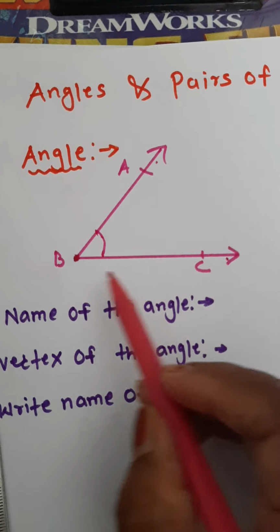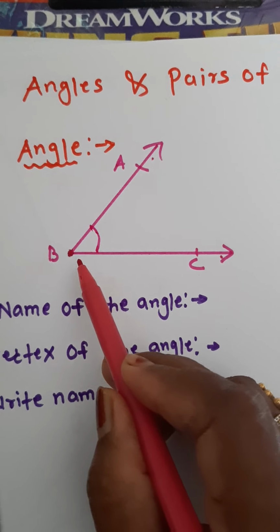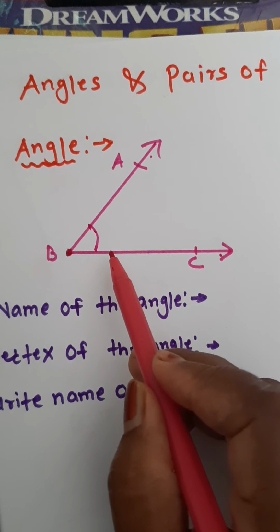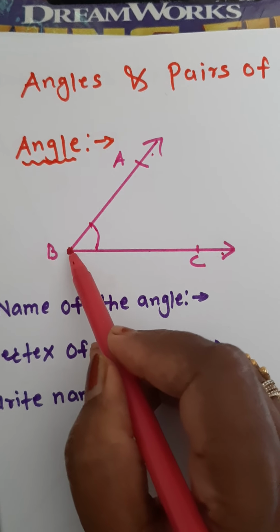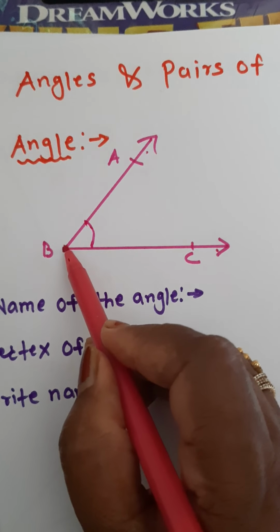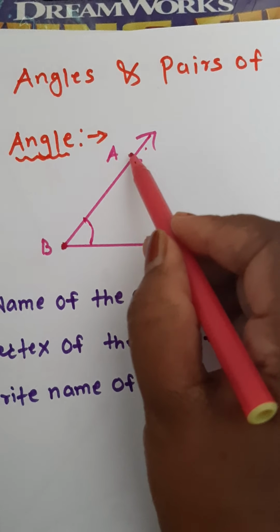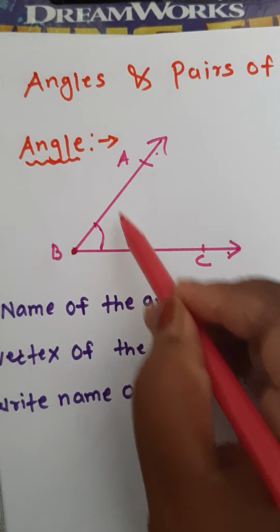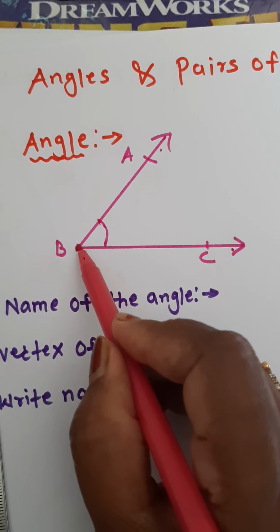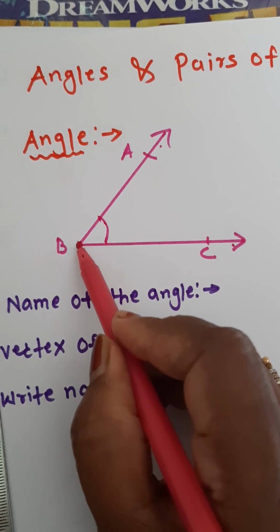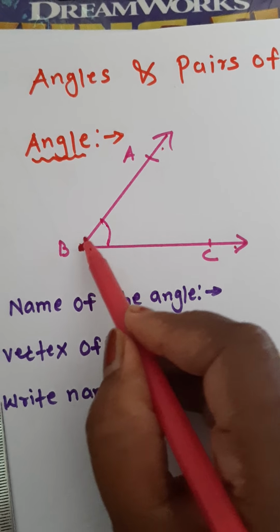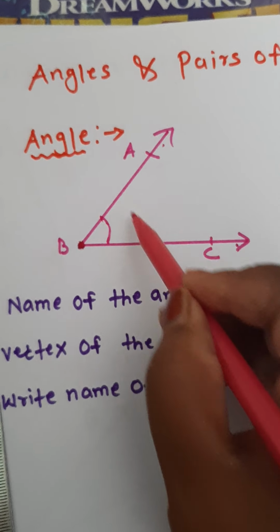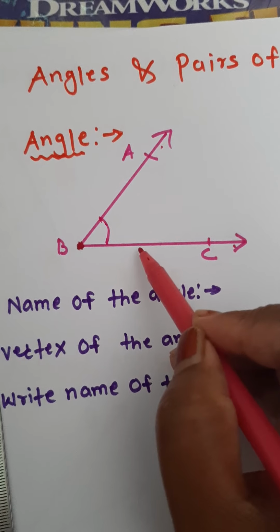What we need to form an angle? We need two different rays with the same origin or same point. So this is angle ABC. Where these two different rays meet each other, that is called the vertex of the angle. And these two different rays are arms of the angle.